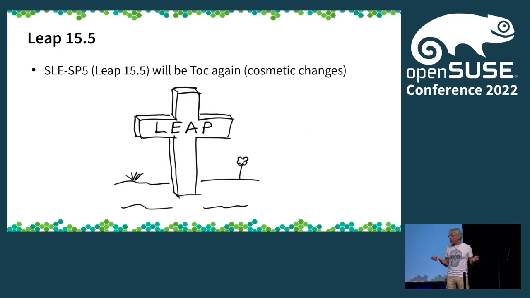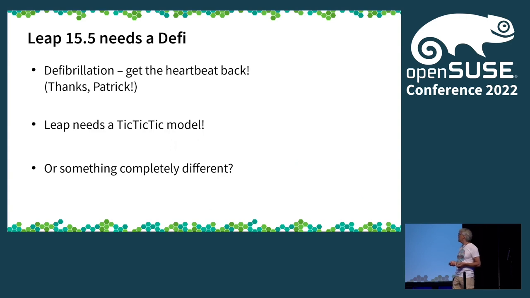So clearly, if we as a community want to ship a long-term support distribution that contains up-to-date software and is stable, we clearly need a new development model. So thanks to Patrick yesterday, who explained about the defibrillator, I think we need to get the heartbeat starting again, and Leap needs a defi.